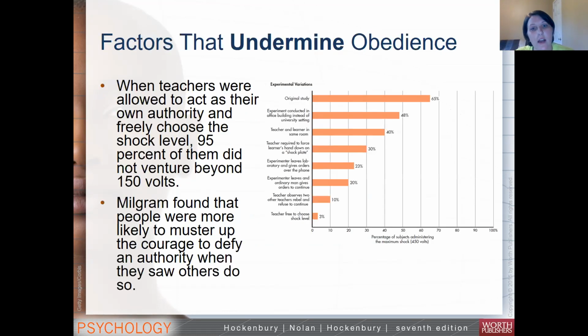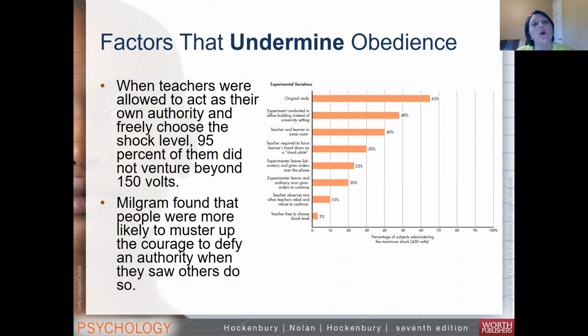Now, like I said, there's been lots of different iterations of this experiment, and you can see the variations on this table. It's really interesting. And I actually have it on here that 65% of the original study went to 450 volts. So I didn't have to get those stats, but there it is.